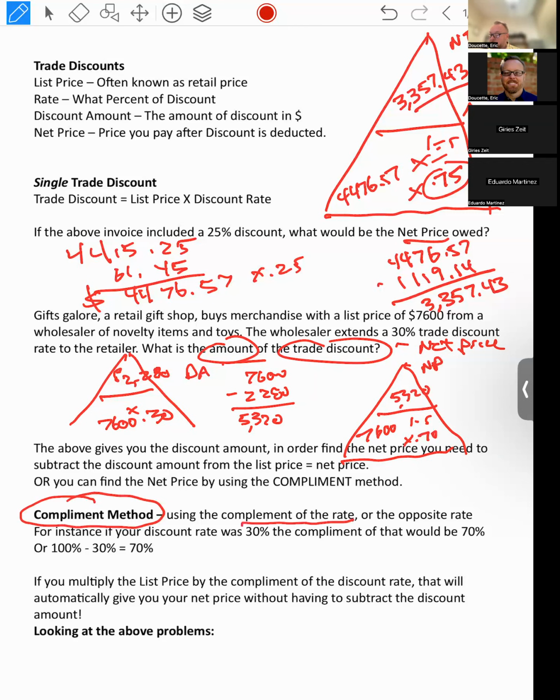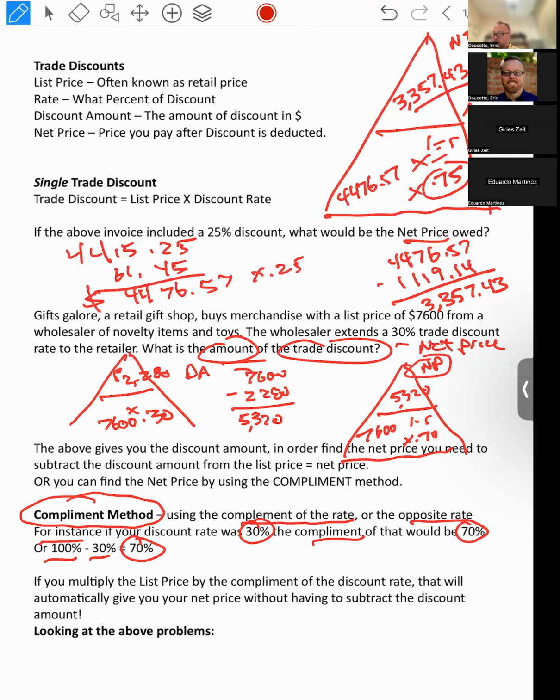Using the complement of the rate or the opposite rate, for instance, if your discount was 30%, your complement would be 70. It'd be 100 minus 30 equals 70. If you use the complement, you can find the net price. Now, again, remember I told you when you have a discount, your discount is how much you're going to be getting off. And if the discount is 30% off, that means I'm still going to be paying 70% of the total. So that's all you're doing, you're using the complement, and that gets you your net price.